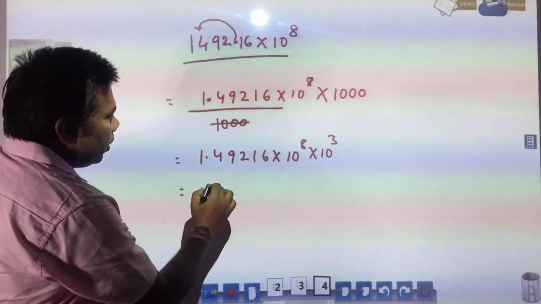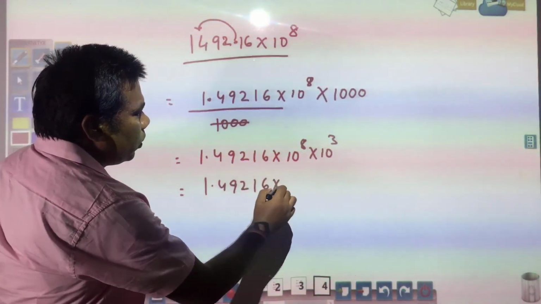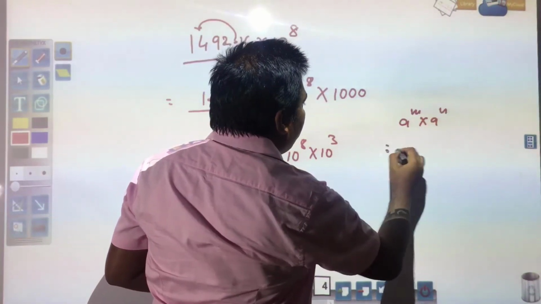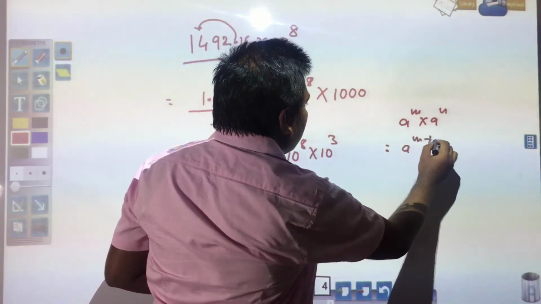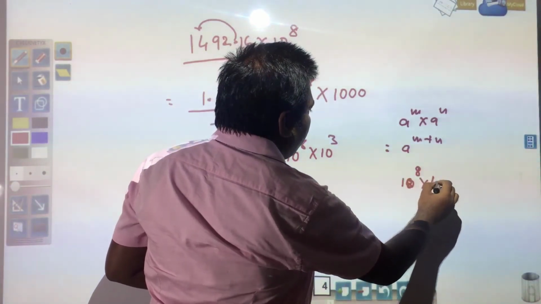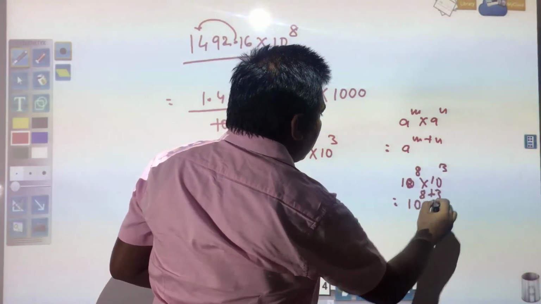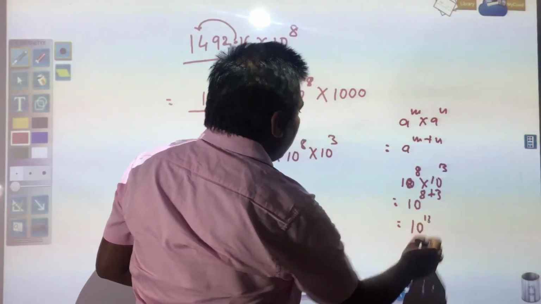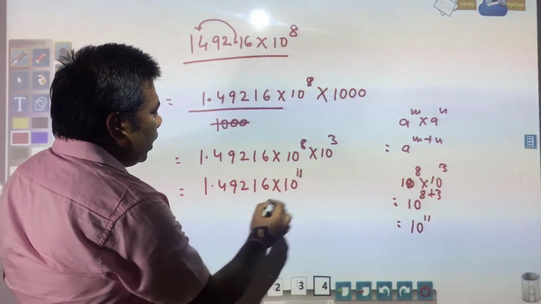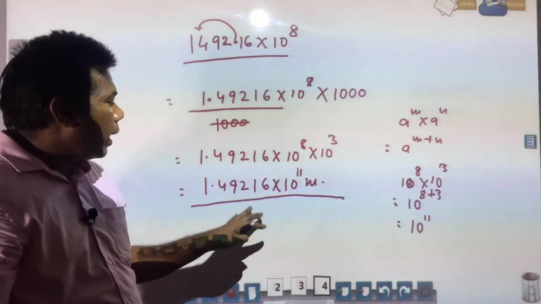Now, you see 1.49216 into, again a to the power m into a to the power n will be equal to a to the power m plus n. So, 10 to the power 8 into 10 to the power 3 will become 10 to the power 8 plus 3, and this will be 10 to the power 11. So, this will be 10 to the power 11 meter. This will be your exact and correct answer.